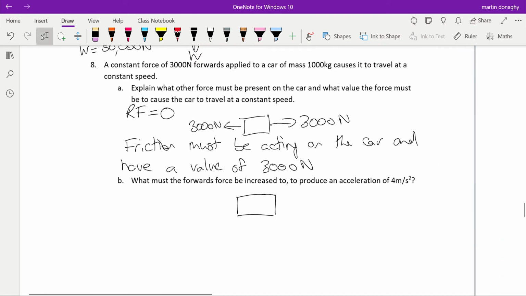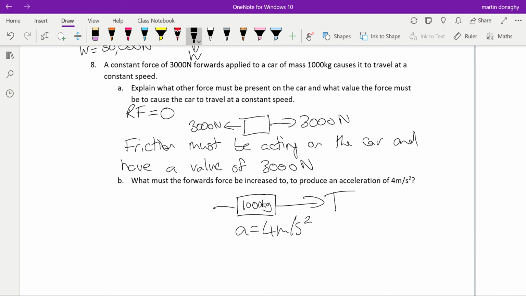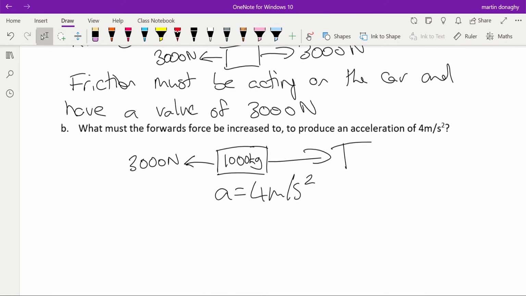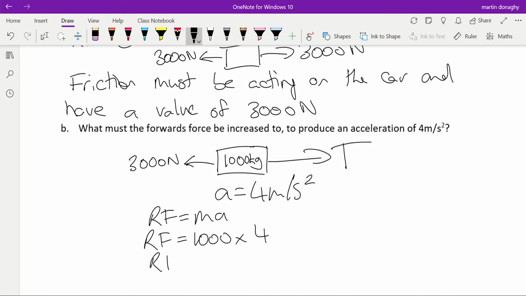So we have a car that's 1,000 kilograms. We're asking what must that forwards force, let's call it T for thrust, be increased to, to produce an acceleration of 4 meters per second squared. Now, what we have to assume in this question is that the friction doesn't disappear. It's still a backwards force, like we worked out in part A, of 3,000 newtons. So we can then do RF equals MA. Resultant force equals mass, 1,000, times A, 4. Resultant force needs to be 4,000 newtons.